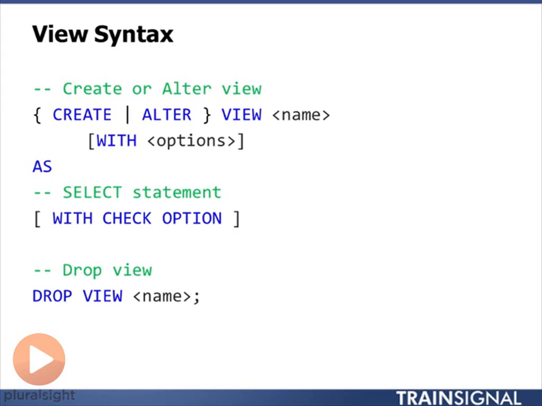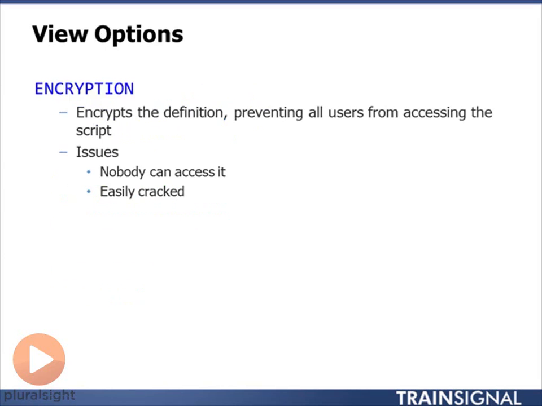Now, there are a couple little options that we're going to highlight here in just a moment, but I do want to close this little slide by saying that if you need to get rid of a view, you just simply execute drop view and then specify the name. The options in our view are as follows.